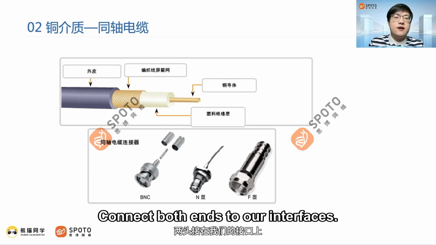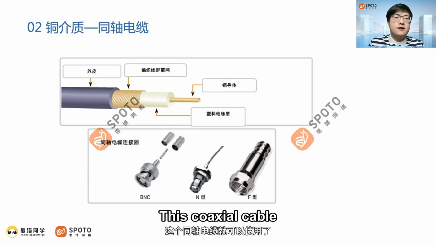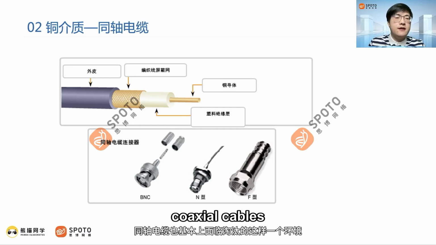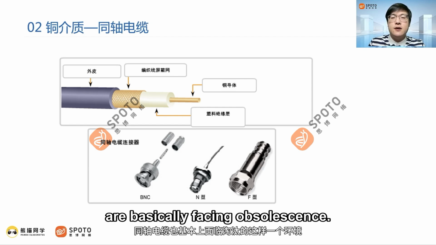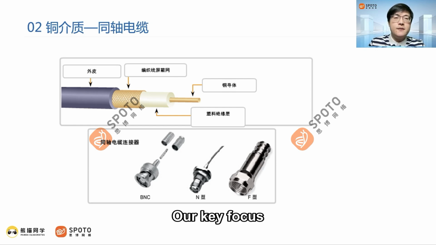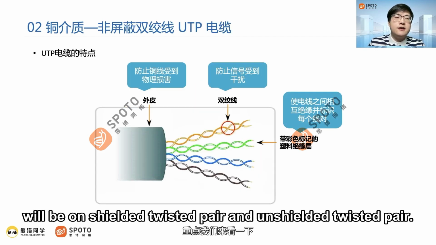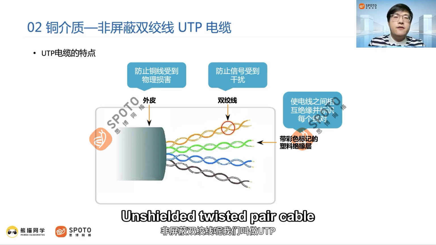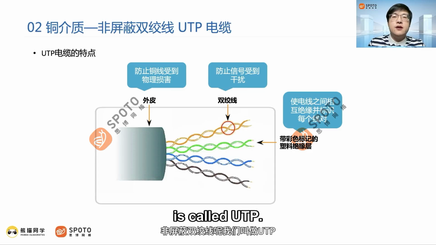Connect both ends to our interfaces. This coaxial cable can then be used. This is relatively simple. At present, coaxial cables are basically facing obsolescence. Our key focus will be on shielded twisted pair and unshielded twisted pair. Unshielded twisted pair cable is called UTP.